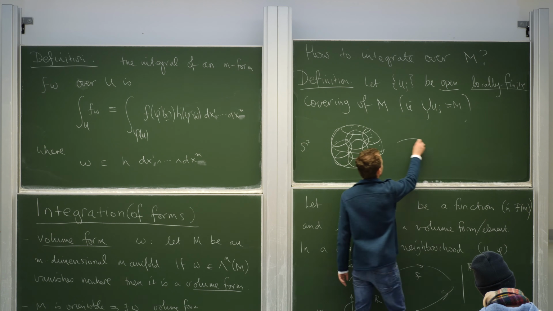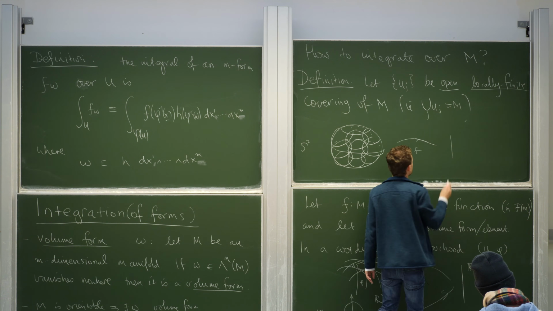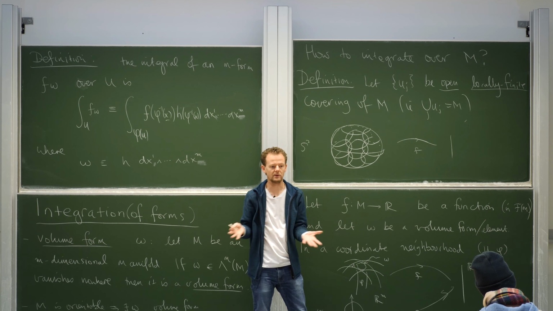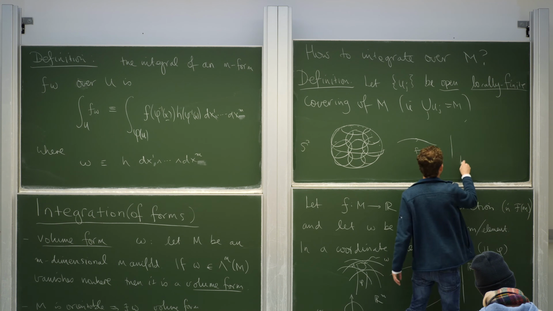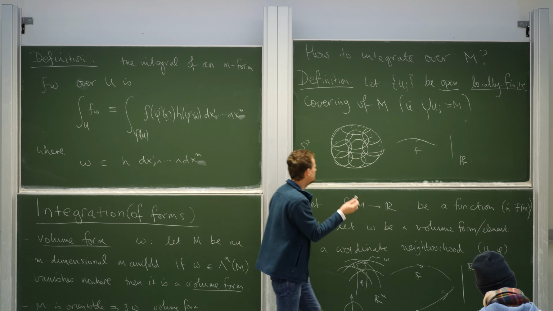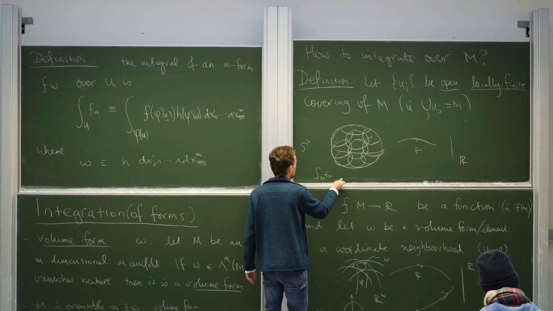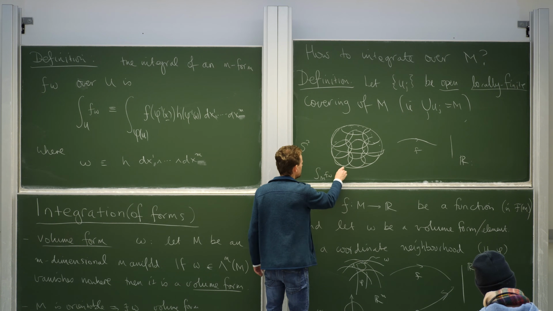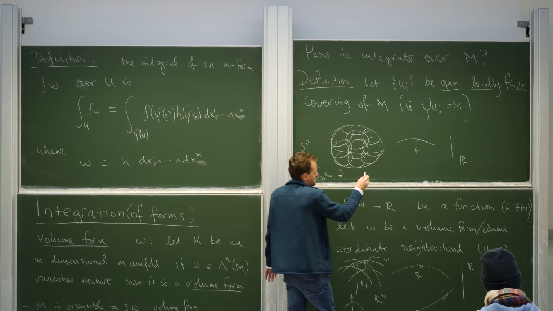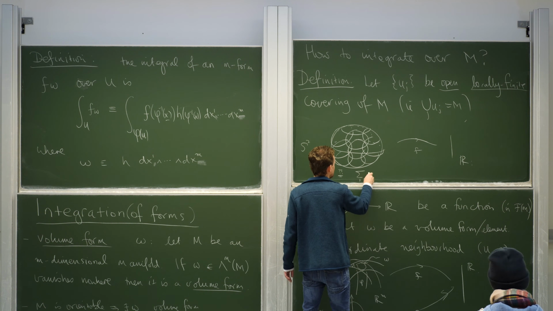And now let's imagine we have some function f to the real line. Okay, how are we going to define the integral over the manifold? It's very easy, isn't it, right? Integral of f omega is equal to question mark, exclamation mark. What's wrong with this?